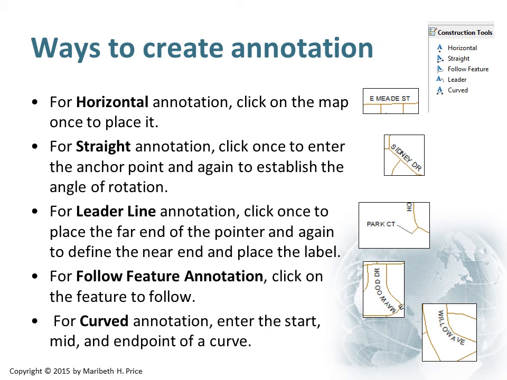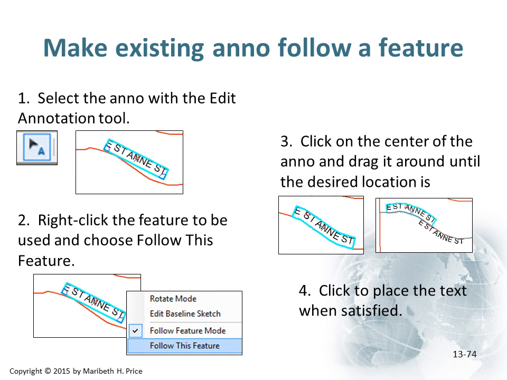There are different ways to create your annotation. For horizontal, you can click on the map once and place it. For straight, you can click once to enter the anchor point and again to establish the angle of rotation. You can use leader line annotation. Click on the place, the far end is the pointer, and then click to define the near end and the place. You can follow feature annotation, and as you see in the example here to the right, it will literally follow along the contour of what it is that you're putting it with. You can use curved, enter a start, middle, and end point, and you can control how that annotation is positioned.